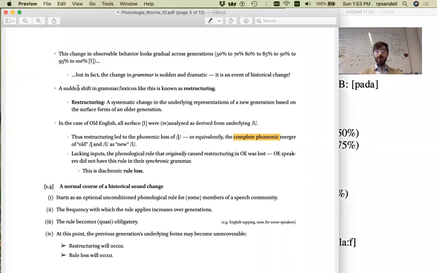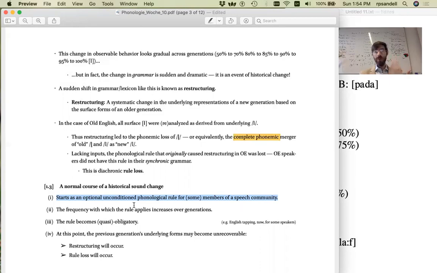Having now seen our first case study, involving the English lateral approximants in the history of Old English, we can draw some conclusions or make generalizations about what the normal course of a historical sound change can look like. So we presume here that this sort of historical sound change, of the type represented with the Old English laterals, begins as an optional, unconditioned phonological rule for at least some members of the speech community.